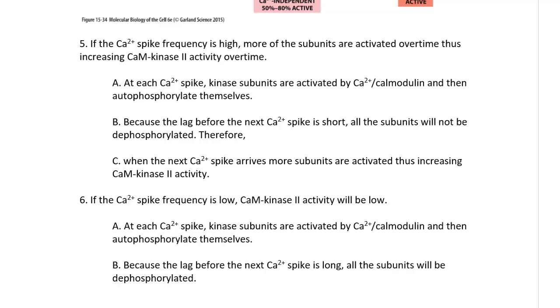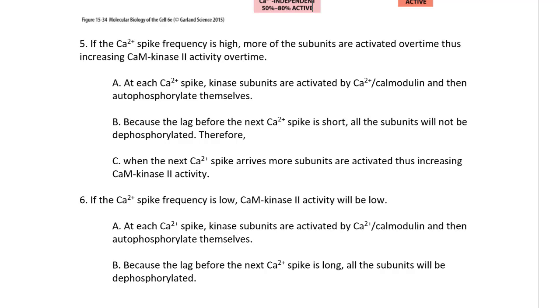If the calcium spike frequency is high, more of the subunits are activated over time, thus increasing CAM kinase 2 activity over time. At each calcium spike, kinase subunits are activated by calcium calmodulin and then autophosphorylate themselves. Because the lag before the next calcium spike is short, all the subunits will not be dephosphorylated. Therefore, when the next calcium spike arrives, more subunits are activated, thus increasing the CAM kinase 2 activity.